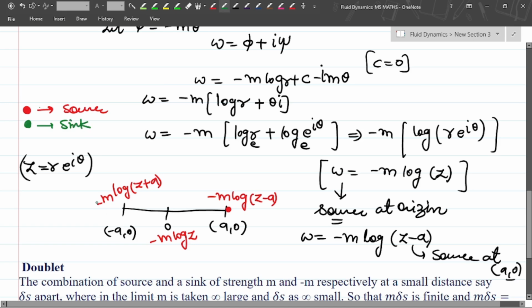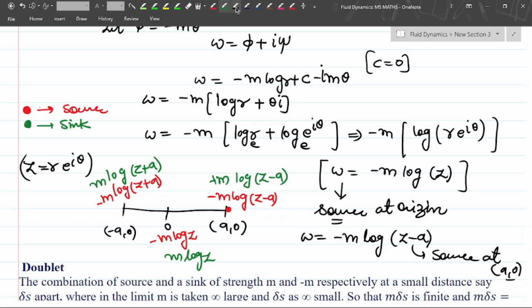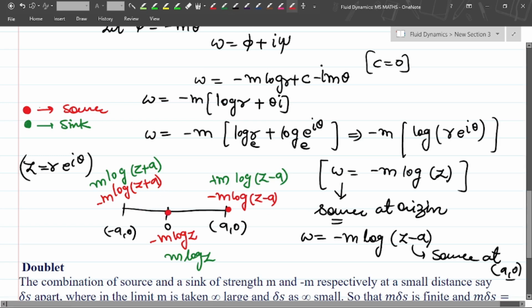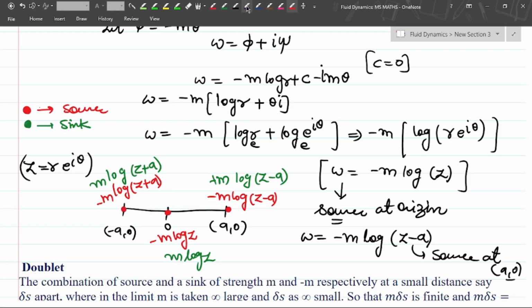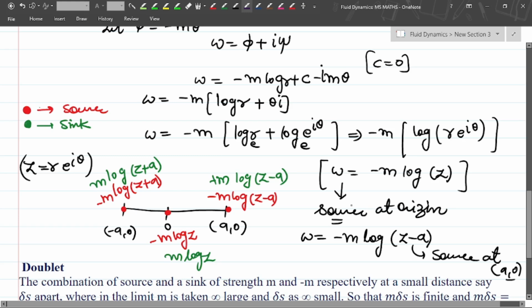So what is the equation of sink here? Just the opposite strength. So here is m log (z plus a), here is m log z, and here is plus m log of (z minus a). So these are the positions of the sink and source. By the equation, by the complex function, we can find it.